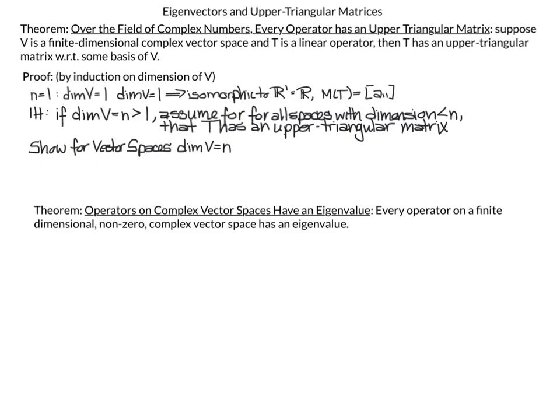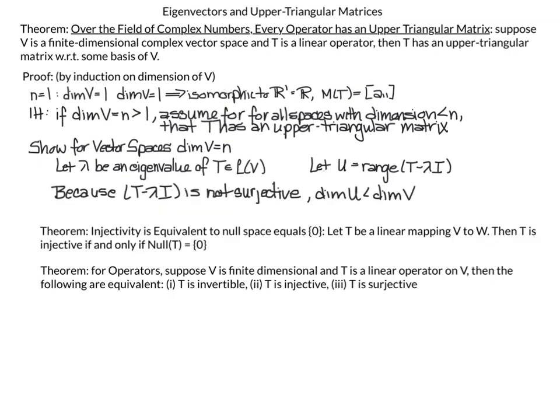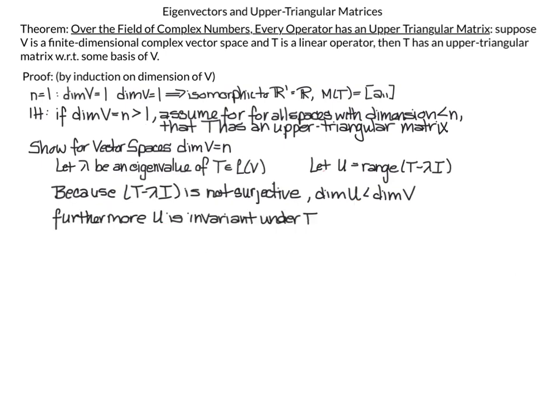Next, we'll use our inductive hypothesis to show this statement is true for vector spaces where the dimension is equal to n. The first thing we know, because we're in a complex vector space, is that there's at least one eigenvalue. This is the theorem we proved earlier in our video. We are going to let lambda be our eigenvalue, and we're going to let U equal the range of T minus lambda I. Now we know that T minus lambda I is not surjective, and I have this from these two theorems. First, since T minus lambda I is equal to 0 on an eigenvector, the null space has more than just the 0, which means this is not injective. And for operators, being not injective means it's not surjective. So now T minus lambda I is not surjective, meaning the dimension of U is less than the dimension of V. And furthermore, we know U is invariant under T.